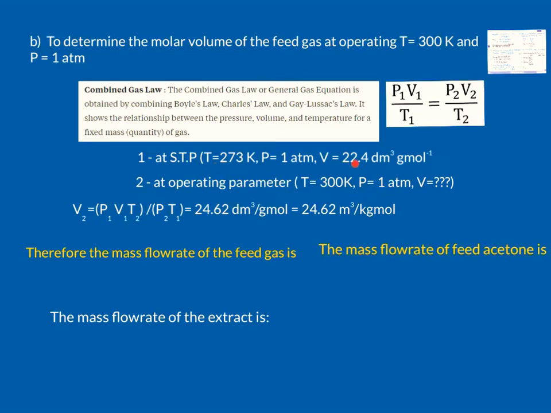Substitution of these values will be done for this particular formula to calculate for V2. So this V2 is actually the molar volume of the feed gas. In this case, after doing the substitution, the molar volume of the feed gas is equal to 24.62 decimeter cube per gram mole, or equivalent to 24.62 meter cube per kilogram mole. So student, can you calculate the mass flow rate of the gas based on the data that we have in the previous calculation?